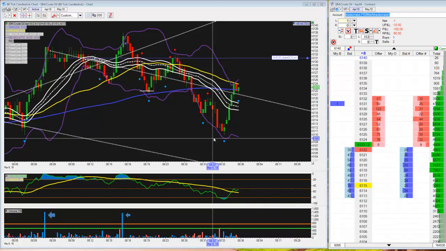The other side of this coin is if it goes up here and knocks you out here, then the trend's in question.